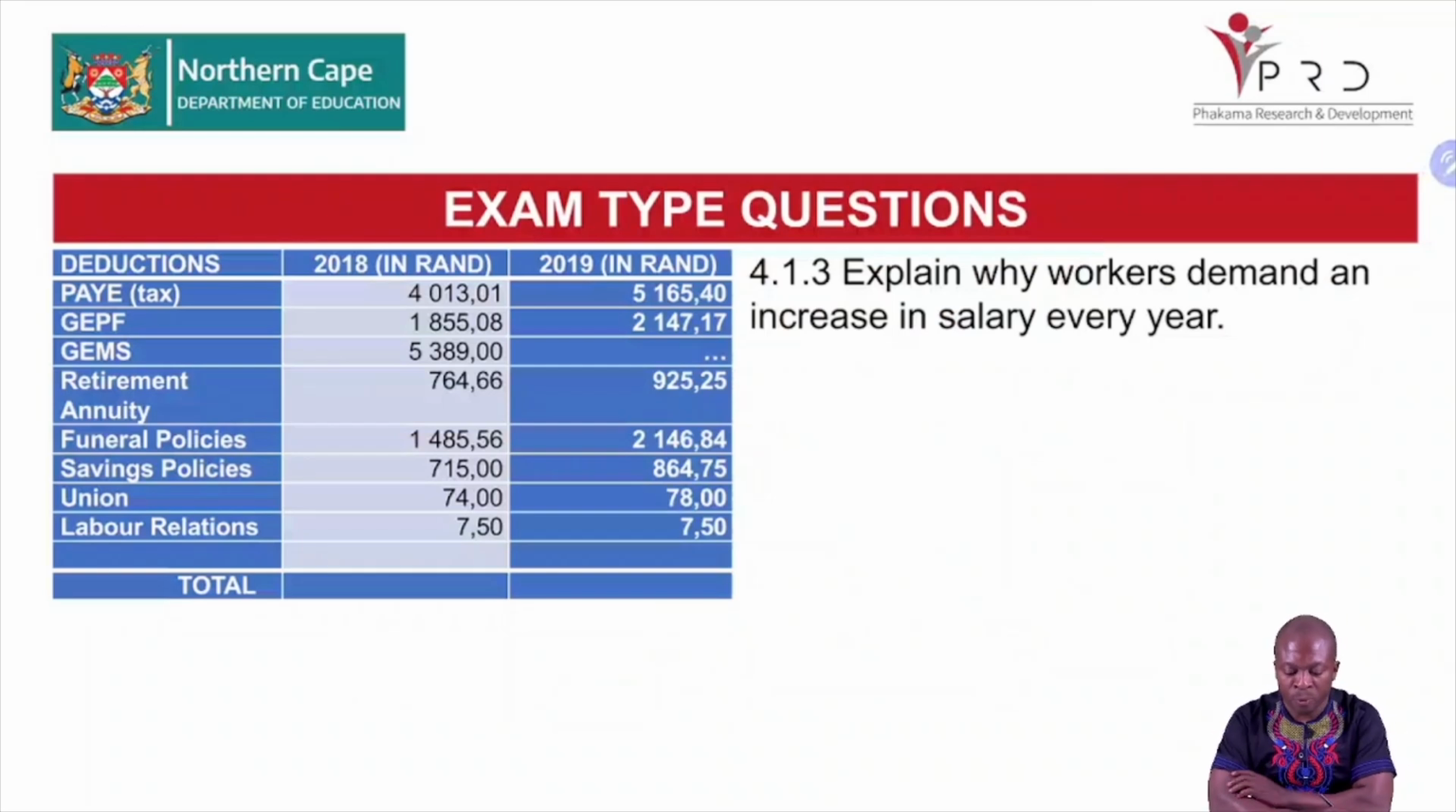I have another question for you here. Explain why workers demand an increase in salary every year. Why do you think workers sometimes go on strike? Give me only one reason. Write it down. Quickly, 2 minutes, we come back. Give me one reason why workers demand an increase in salary every year. 2 minutes, quickly.